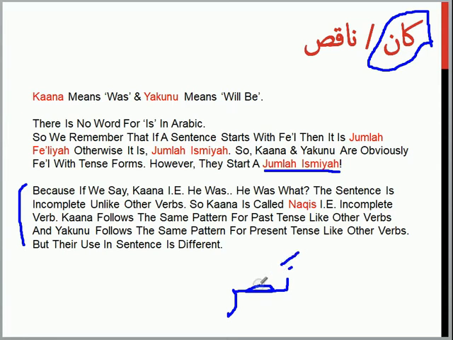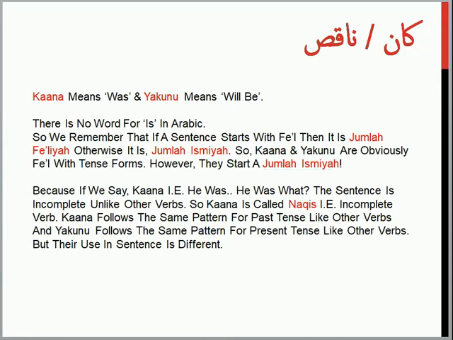We did nasara, right? And we better get used to not using these harakas. Anyways, we'll get used to it, inshallah. So nasara meant he helped. Now, if you want to make a sentence out of he helped, it's okay. Who helped? He helped. That can be a sentence. And we do know that every fail themselves are jumla fi'liya.